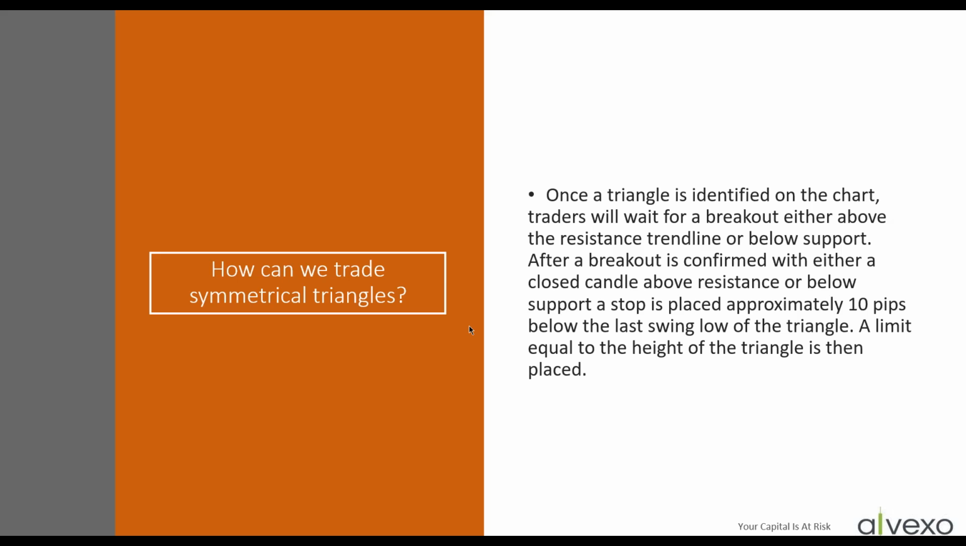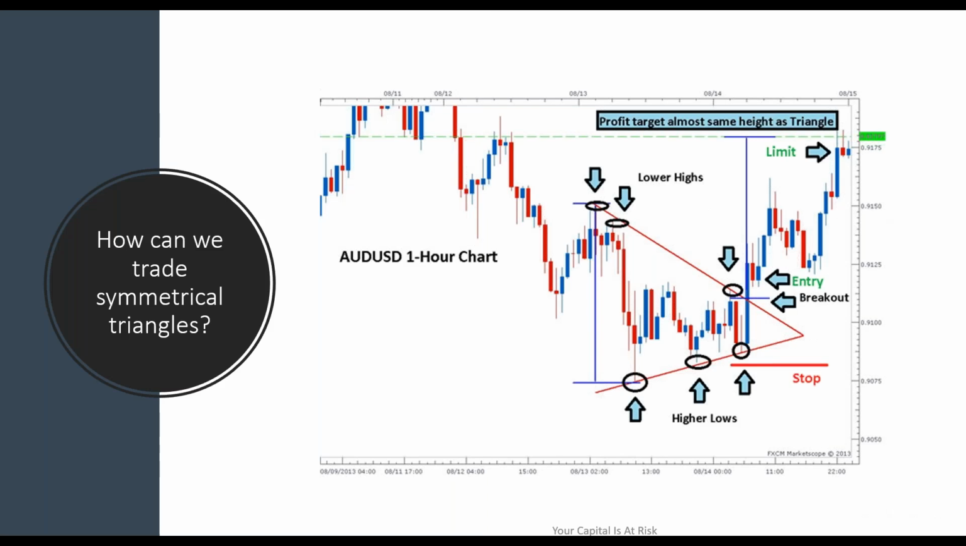You would place a stop approximately 10 pips below the last swing low of the triangle. A limit equal to the height of the triangle is then placed. So here we have it all on our chart. So here is our breakout candle.